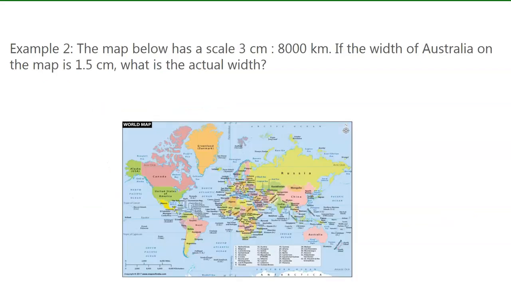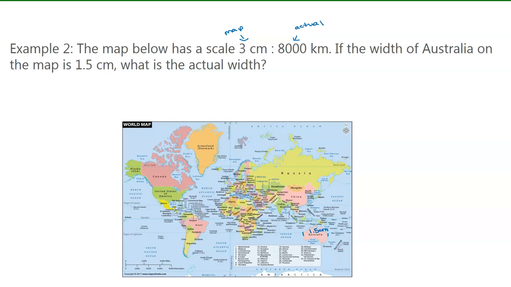Now for example 2, it says the map below has a scale 3 centimeters to 8,000 kilometers. So that means a distance of 3 centimeters on the map corresponds with 8,000 kilometers of the actual distance. So now it says if the width of Australia on the map is 1.5 centimeters, what is the actual width? So when I placed my ruler on the map, at the widest point of Australia, I got 1.5 centimeters. So what is the actual width?